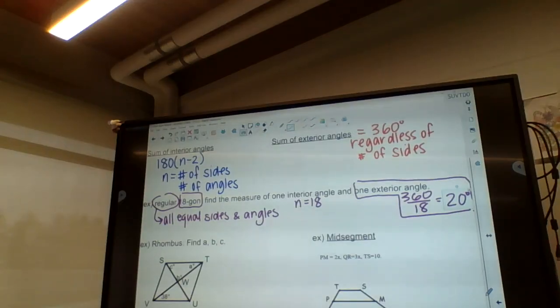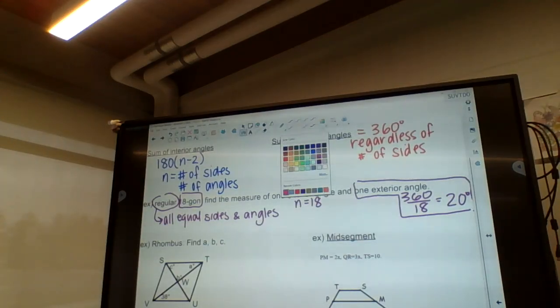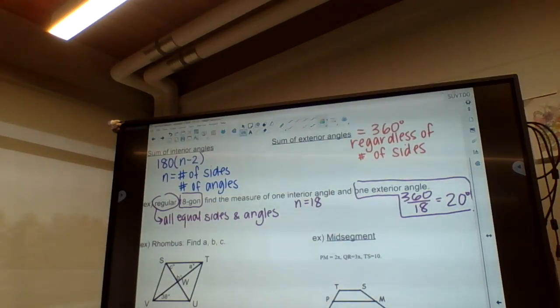If I know one exterior angle, does anyone know how we find one interior angle? There's a very easy way to do that. What do I know about the interior and exterior angles together? Yeah, these two together equal 180. So the interior angle and the exterior angle together form a straight line. So if I know the exterior angle, the interior angle should be easy to find. It'd just be 180 minus 20. So it'd be 160 degrees.